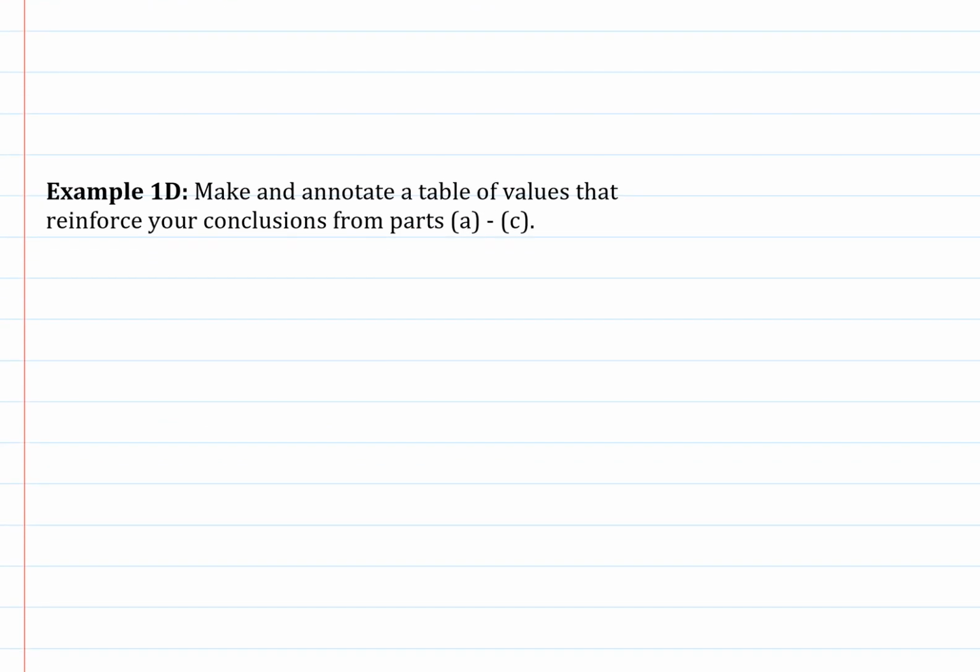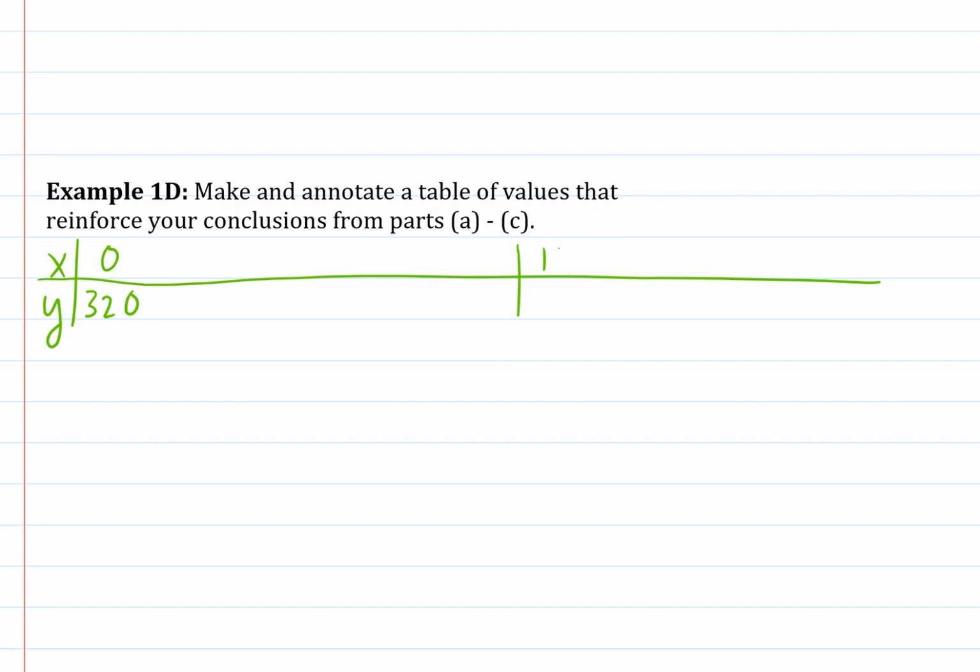Last part of this example, make an annotated table of values that reinforces our conclusions from parts A through C. So if we make a table of values, in the first part, just by reading the original function, we said if we're starting out in the year 1980 with 320 squirrels, that population will triple in 11 years. If you look at the x value 11, you should see the y value 960, which shows that over the course of 11 years, the population will triple.